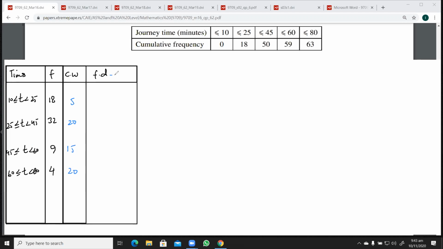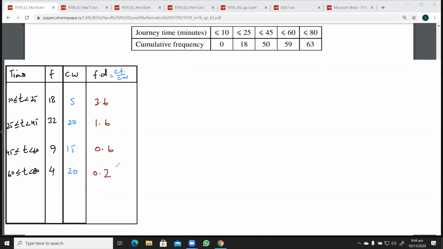The frequency density is going to be class frequency over the class width. If you have calculators, the person with the calculator, are you ready? Tell me what is 18 over 5? The frequency is 18, class width is 5, so it is 3.6. Then 32 over 20 is 1.6. 9 over 15 is 0.6. And this one is 0.2.